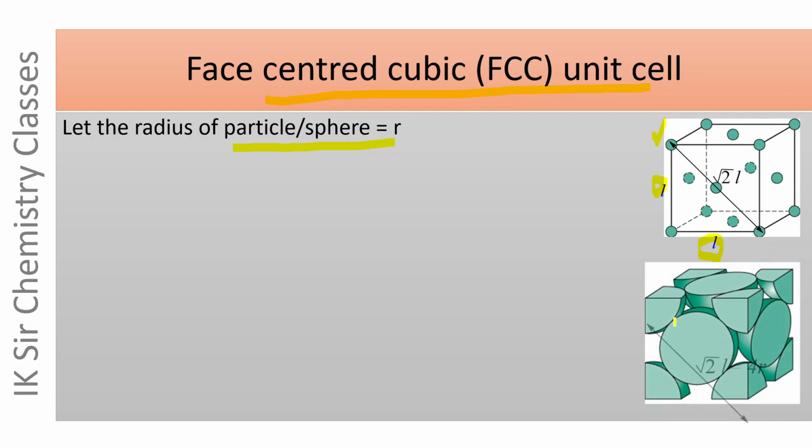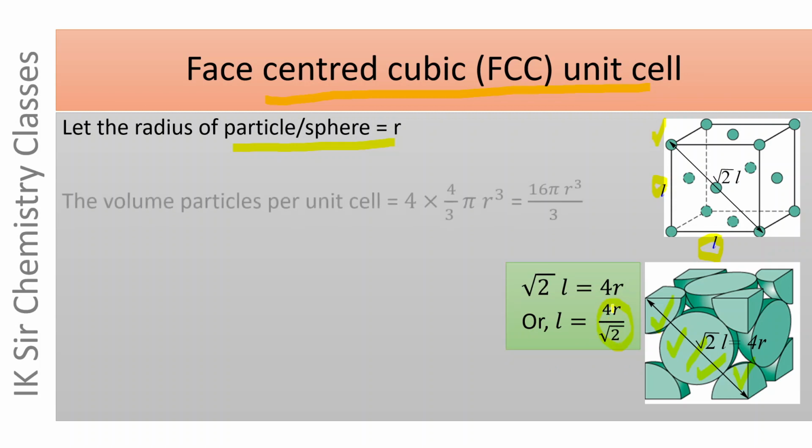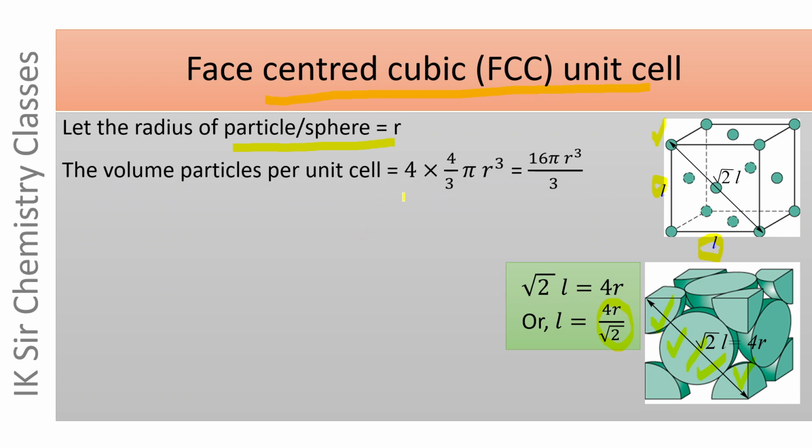In this diagram, the face diagonal is represented here. Under root 12 is equal to 4r. There are 4 radii in this face diagonal: 1 radius, 2 radius, 3 radius, and 4 radius. Under root 12 is equal to 4r, and hence L will be equal to 4r by under root 2. The volume of particles per unit cell will be 4 multiplied by 4 by 3 pi r cube, because there are 4 particles in the FCC unit cell, and it is equal to 16 pi r cube divided by 3.